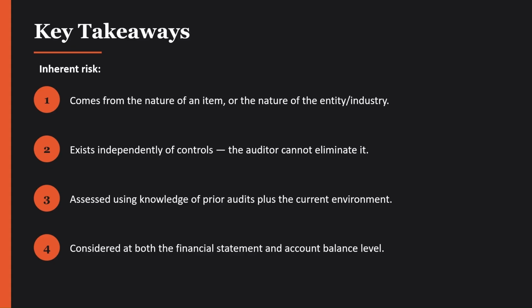Let's bring this all together with four key takeaways on inherent risk. Number one, it comes from the nature of an item and from the nature of the entity and industry it belongs to. Number two, it exists completely independently of controls. The auditor cannot eliminate it, only assess it and respond to it through audit work. Number three, it is assessed using a combination of knowledge from prior audits and an understanding of the current environment. And number four, it is considered at both the financial statement level and the account balance level.